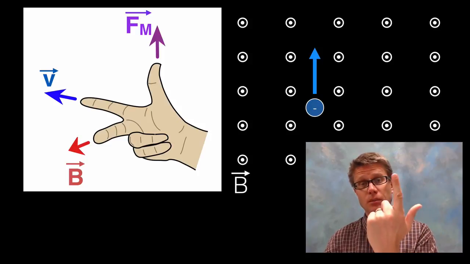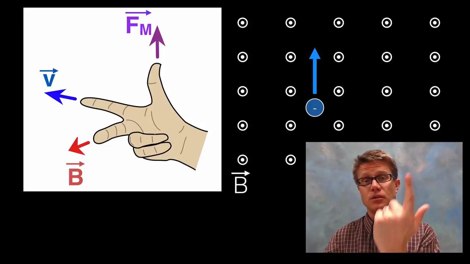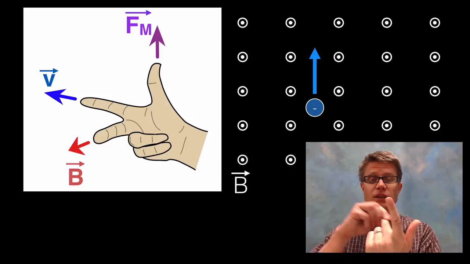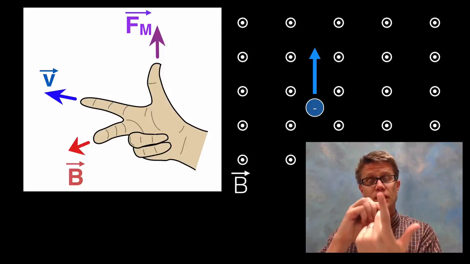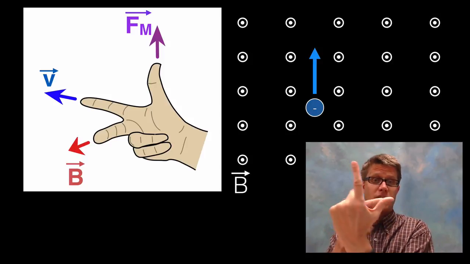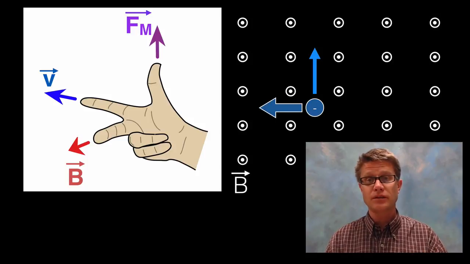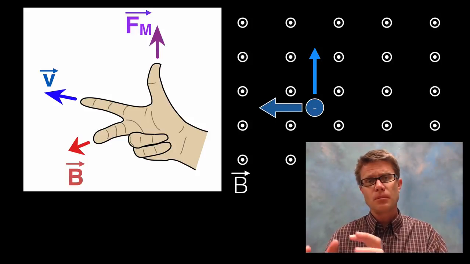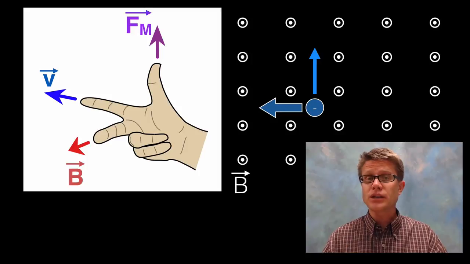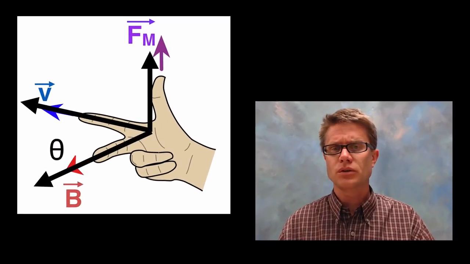So I'm going to point my index finger in the direction of the movement of the electron. The magnetic field, my middle finger, in this case, is going to come at me. And so where's the force? Now the force is going to be to the left. And so if you know the magnetic field and you know the direction, you can always figure out where that magnetic force is going to be.